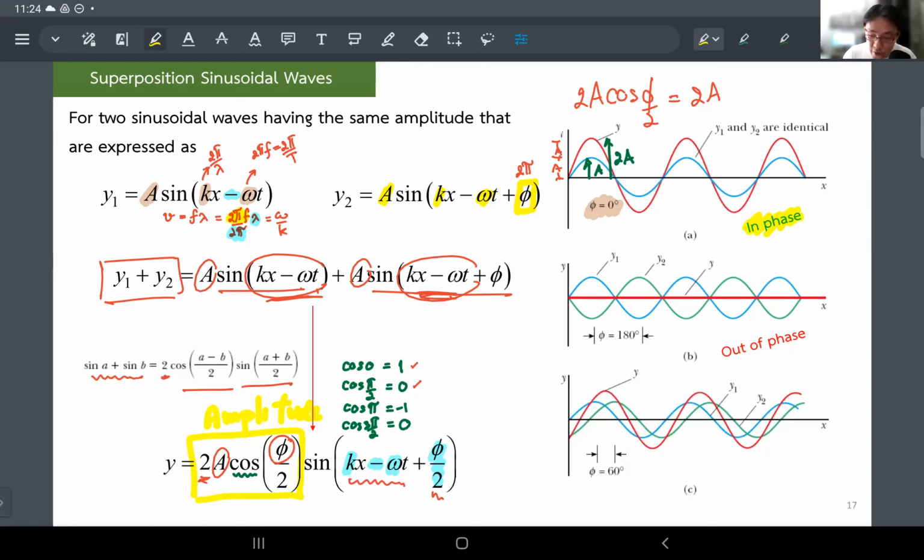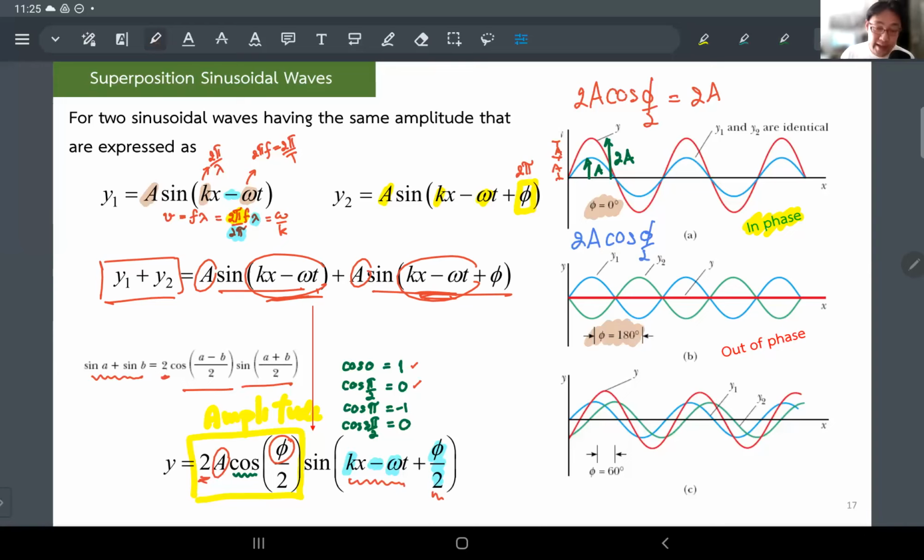Now you can look at the other extreme. If I want to make the new amplitude 0, what can you do? 2A cosine phi over 2 will go to 0 if phi, that extra factor, is equal to pi, 180 degrees.